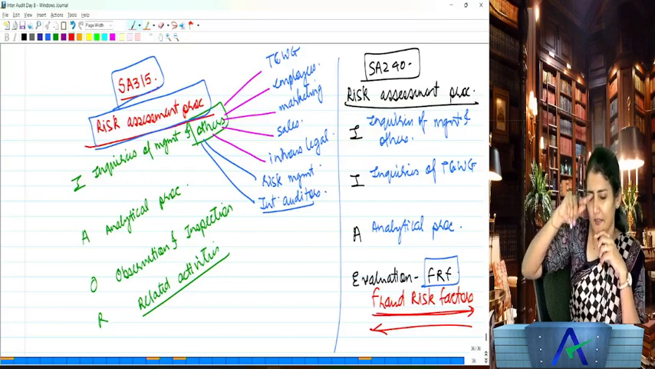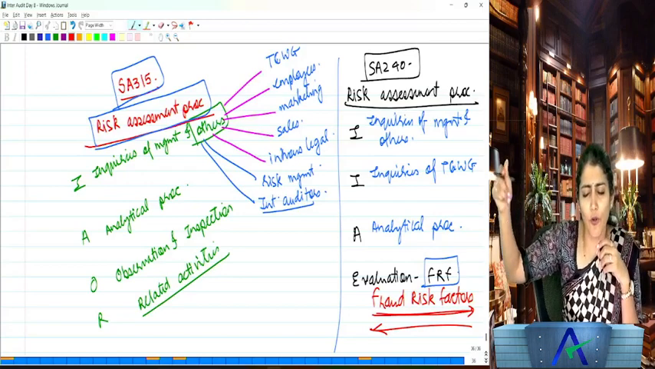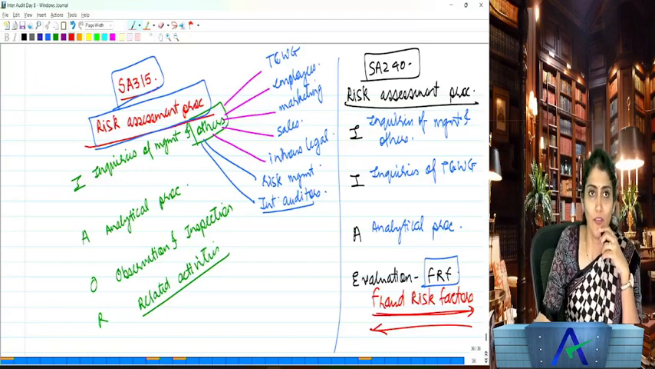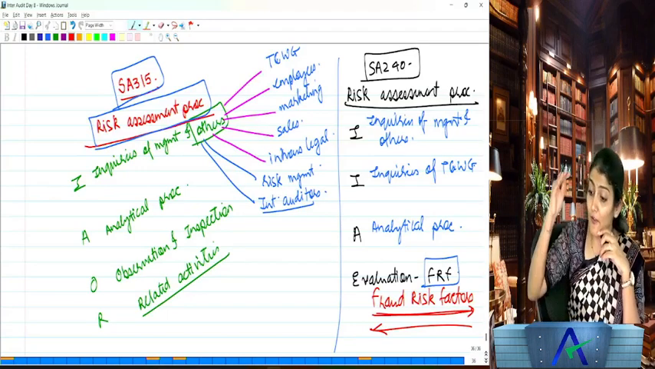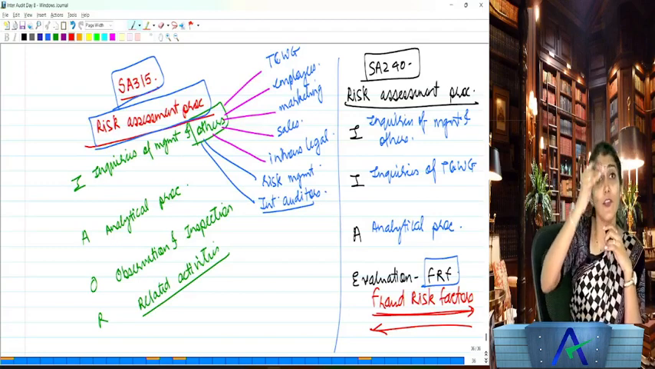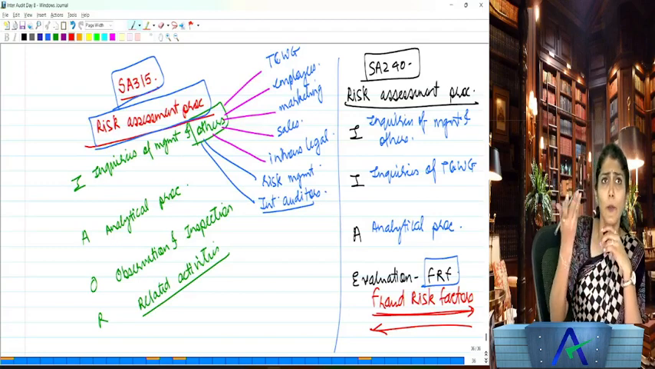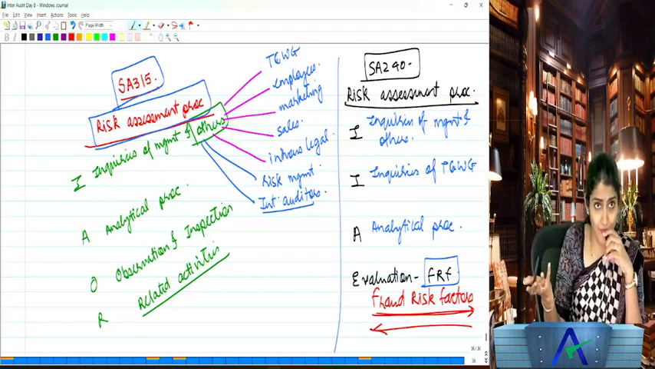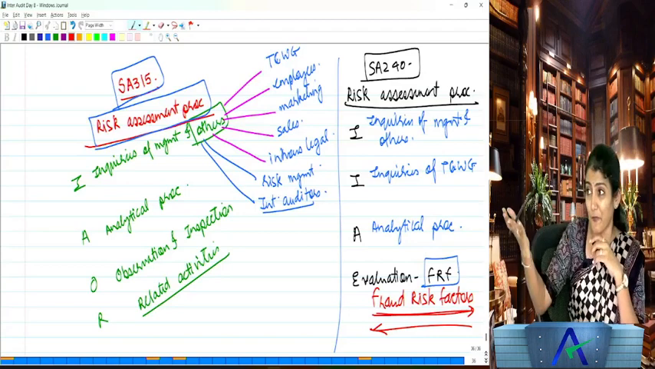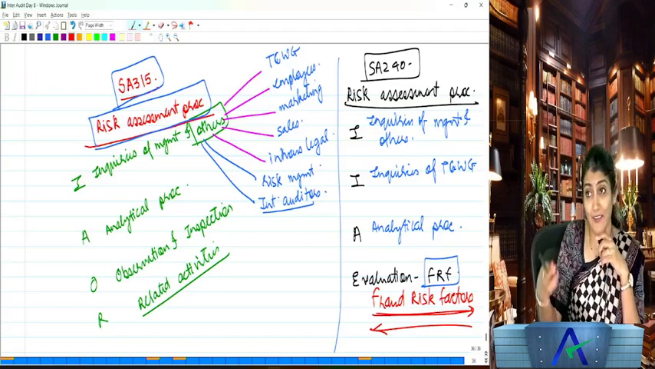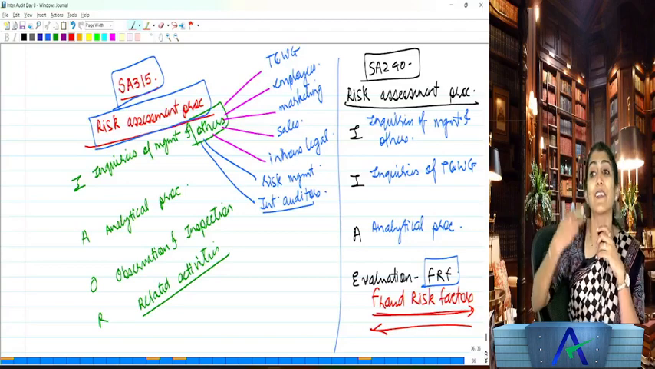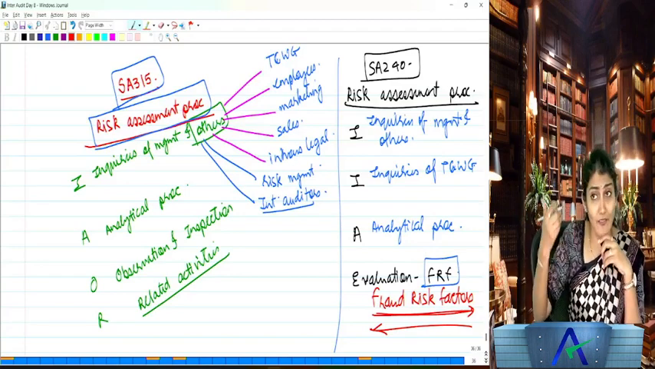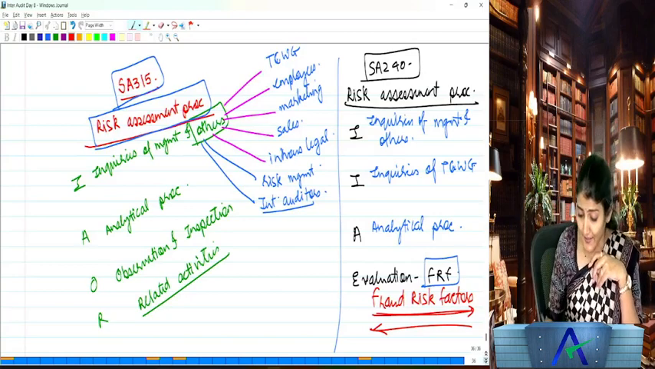Give me an answer. If there is a fraud risk factor, does that mean there is a fraud? No, it only increases the possibility of occurrence of the fraud. There are only high chances of the fraud. If there is a fraud risk factor, that itself does not mean that there is a fraud. It's only that there are higher chances of the fraud in the organization. Are you understanding that? Okay.